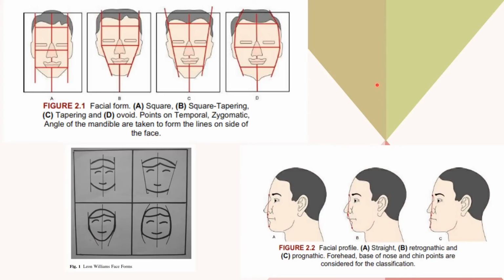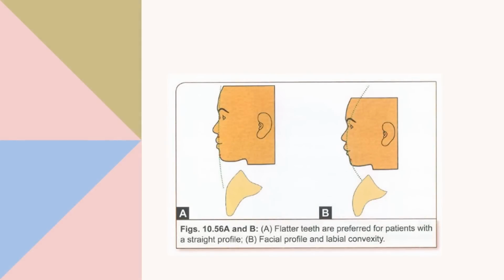And the facial profile is classified as class 1, class 2 and class 3. Class 1 is straight profile, class 2 is retrognathic or convex profile, and class 3 is prognathic or concave profile. This helps in the selection and arrangement of the artificial teeth. Here the forehead, base of the nose and chin points are considered for the classification. Flatter teeth are preferred for patients with the straight facial profile. This is the facial profile and the labial convexity.